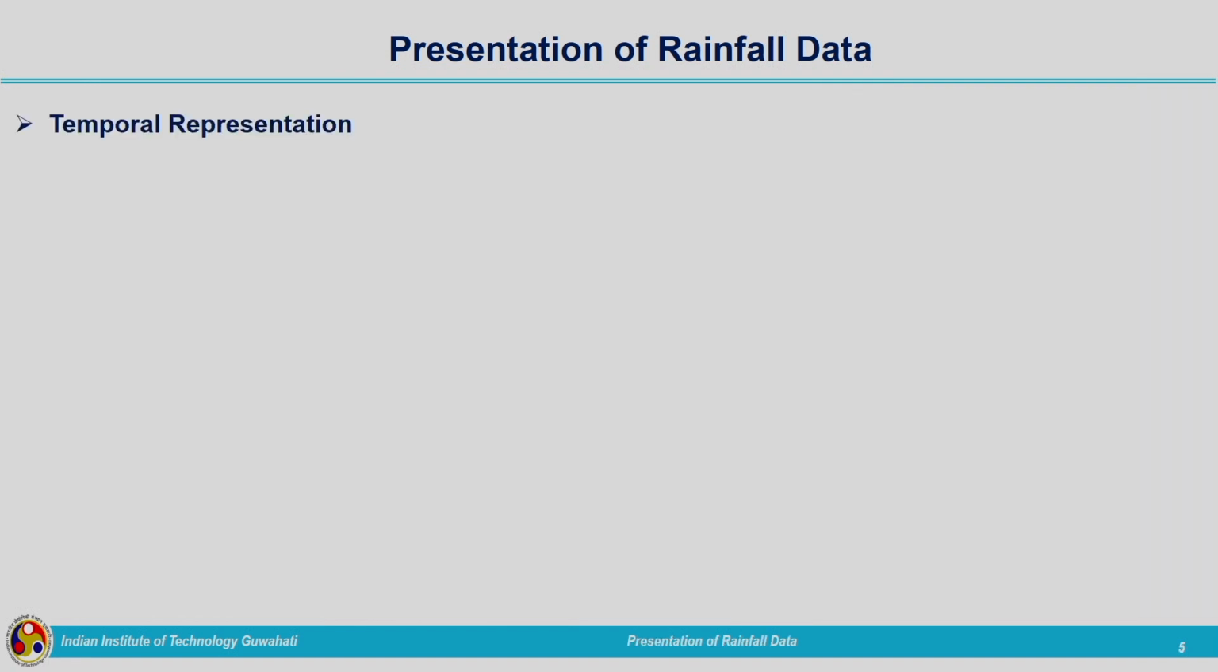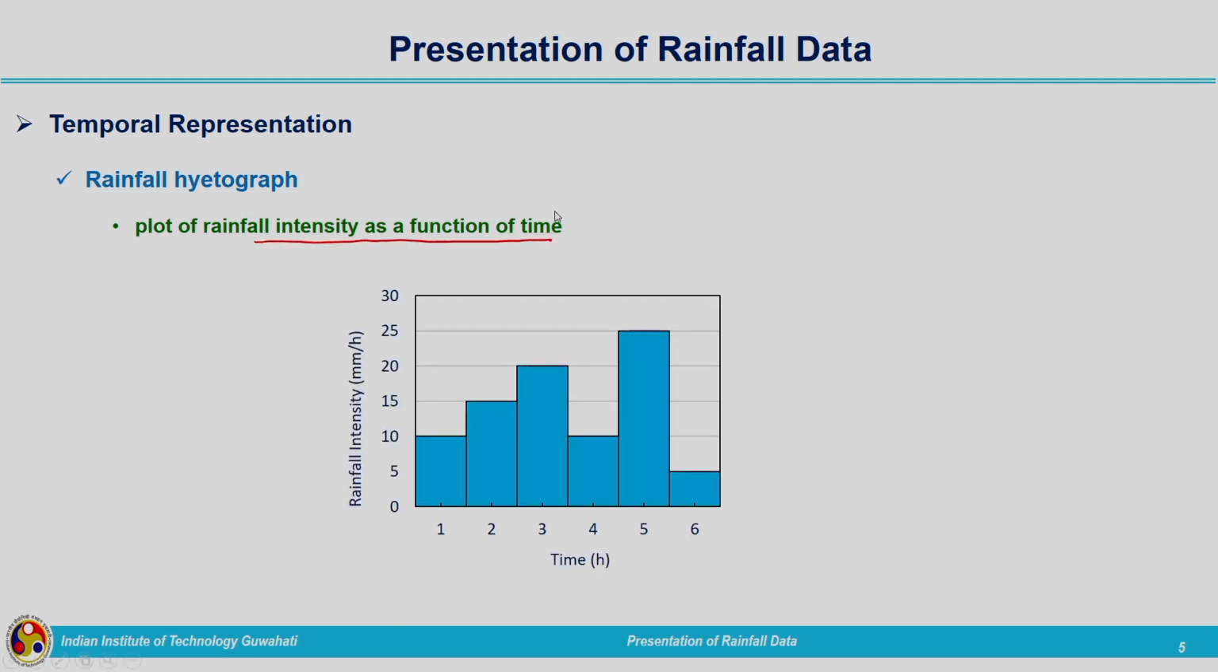Now, another way of representing temporal variation is by making use of the hyetograph, the rainfall hyetograph. This is a very commonly used representation. Rainfall hyetograph is the plot of rainfall intensity as a function of time. What intensity is, you already know: that is the depth of rainfall per certain duration of time. So, in this plot rainfall intensity is along the y axis and time is along the x axis. This is the rainfall hyetograph.